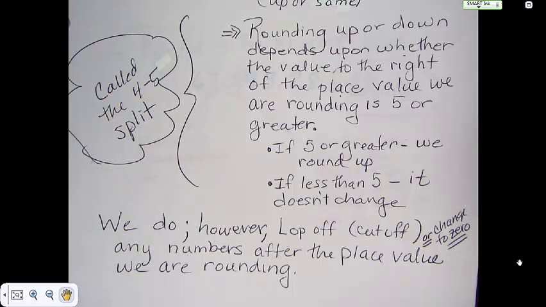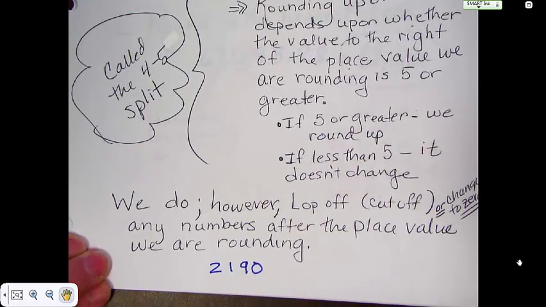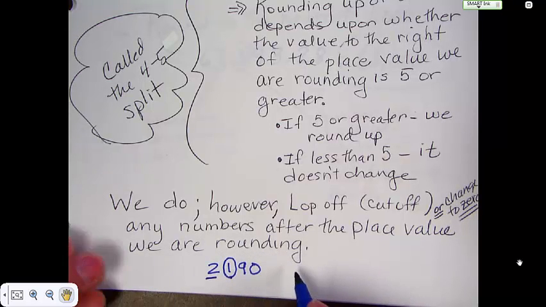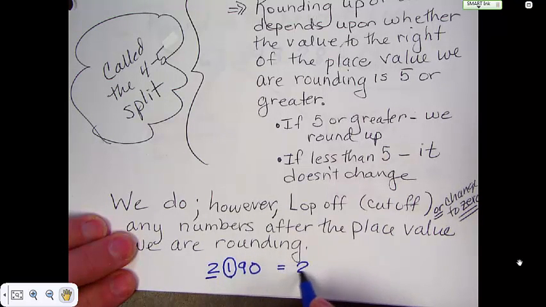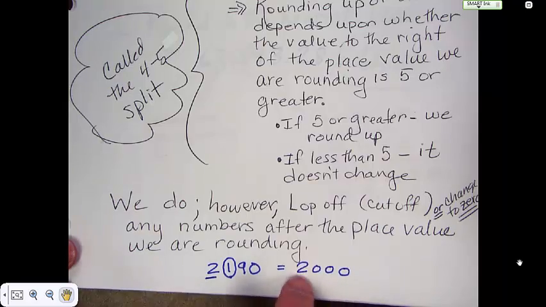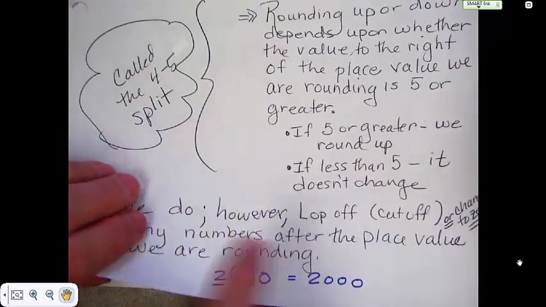If we're talking about a number that's like, let's say, 2,190, and we are rounding to the nearest 1,000, this is our place value, this is the number we look at, it is not 5 or greater, so rounded it would just be 2,000. So in the case of a larger number, not a decimal, we do have to fill the places in with zeros.